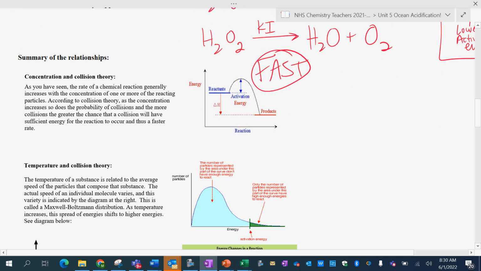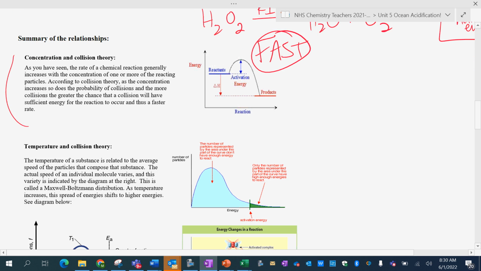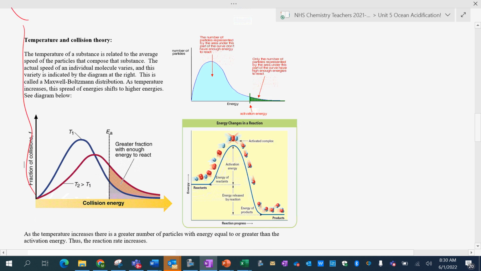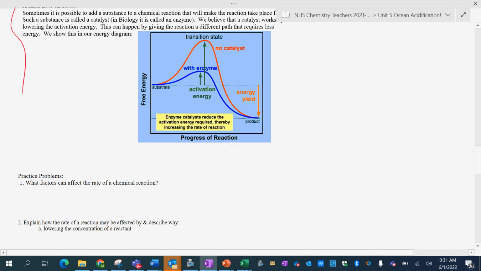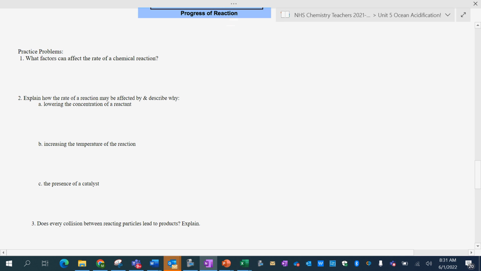And then these concepts are reviewed again down here. If you want to take some time to read through, it goes through those more like a textbook. And then just to end with some practice problems: what factors can affect the rate of a chemical reaction? The presence of a catalyst, the temperature, the concentration, the surface area of the reactants.